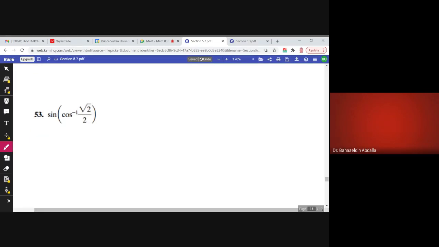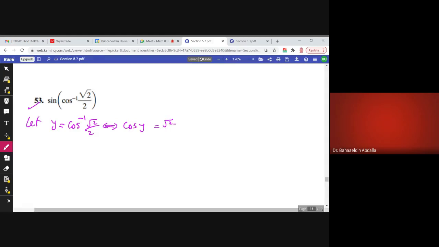Let us do this one. Sine cosine inverse square root of 2 over 2. What is the first step? Same. Y equals cosine inverse square root of 2 over 2. Implies that what? Cosine y is square root of 2 over 2. So we need to draw a sketch for the angle y.